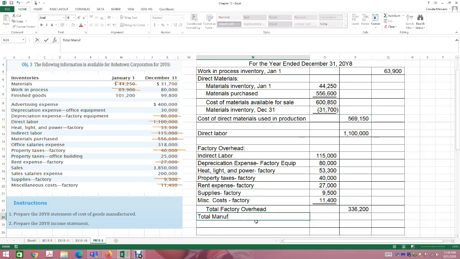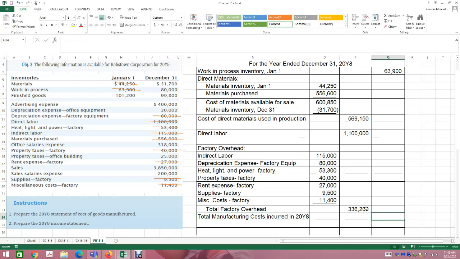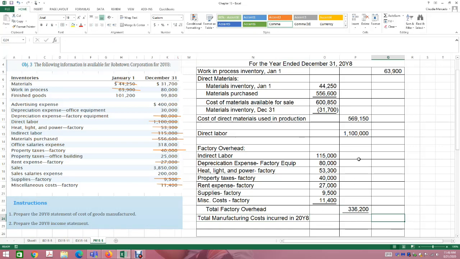Total manufacturing cost incurred in 20Y8. That's the year that we're doing. Okay, so to do that, I need to add these three numbers. I need to add my materials, I need to add my labor, and I need to add my overhead to get my total manufacturing cost for the year. So I'm going to add those three numbers up. Three numbers in the middle. Materials, labor, and overhead get added together to get your total manufacturing cost of $2,350,000.